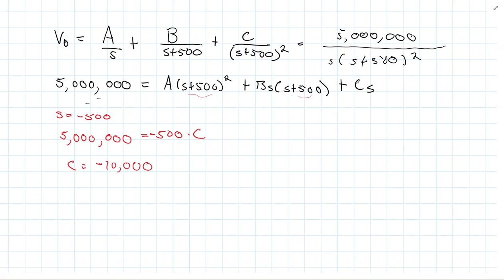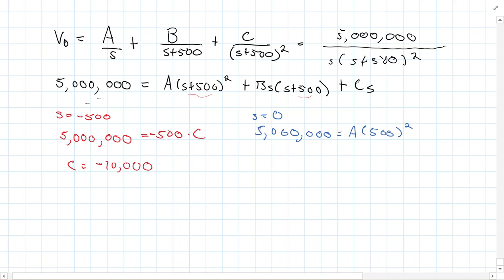Another easy number that hopefully you guys can see pretty quickly would be S equals 0. Because if I do S equals 0, it actually kills out both the B term and the C term, and so I'm left with just A. So I'd have 5 million is equal to A times 500 squared.